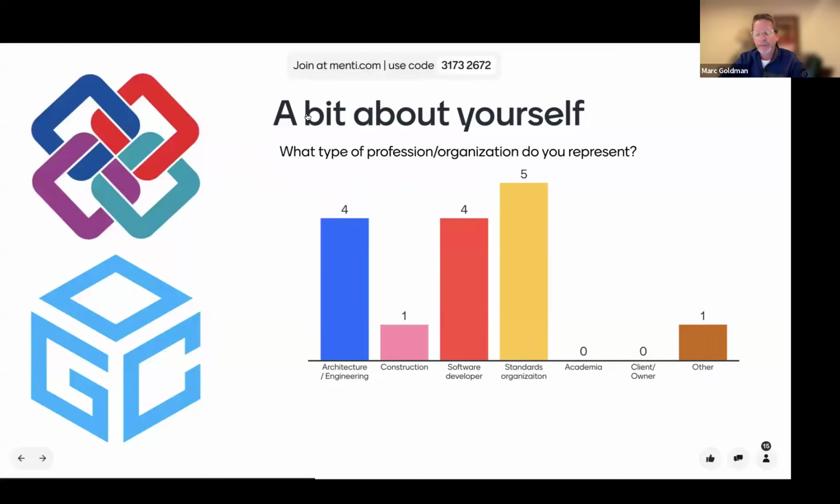Someone says they are others. I'm not surprised. I figure I couldn't have covered every category. So just let us know so that when we do get to the Q&A, and as the presentations are being given on the activities that are taking place, we're making sure that we're talking to the right type of folks. And this is a pretty good sample already. So a bit about yourself. Thank you for taking the moment or two to let us know who you are. Looks like a pretty even split between AE firms, software developers, and standards organizations. And if we extrapolate this across the whole audience, we'll know that we got a good spread here.